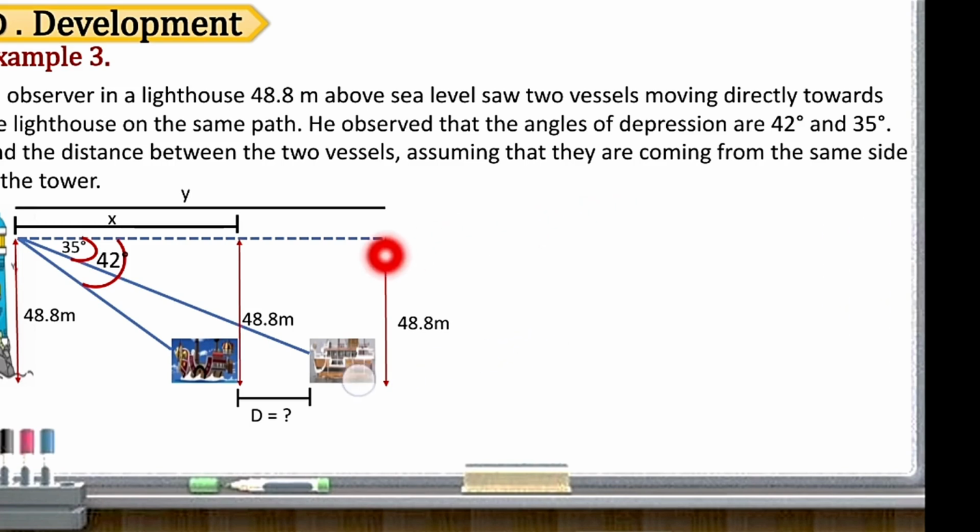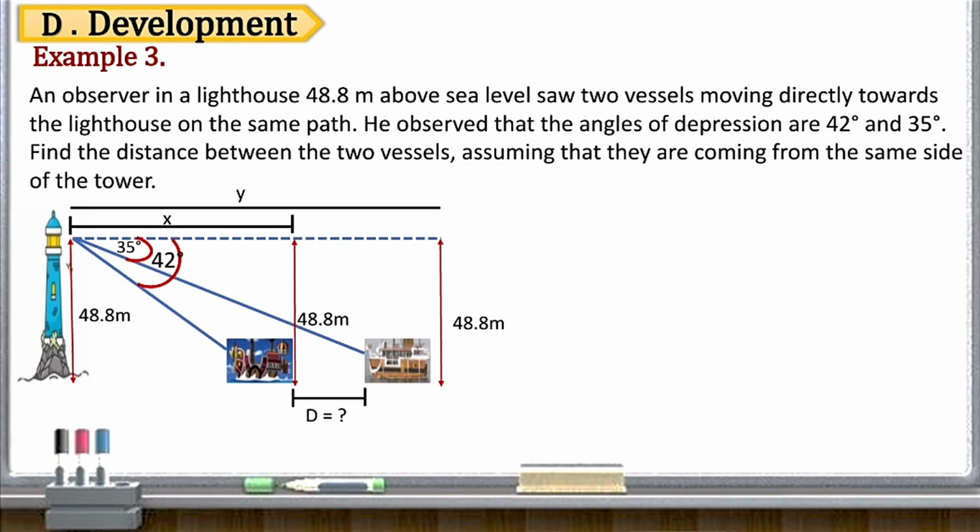So doon sa unang barko, ito class yung triangle natin. Doon naman sa mas malayong barko, mula dito hanggang dito. So dalawa yung ating isosolve na right triangle. So unahin natin class isolve yung x or yung distance ng malapit na barko.